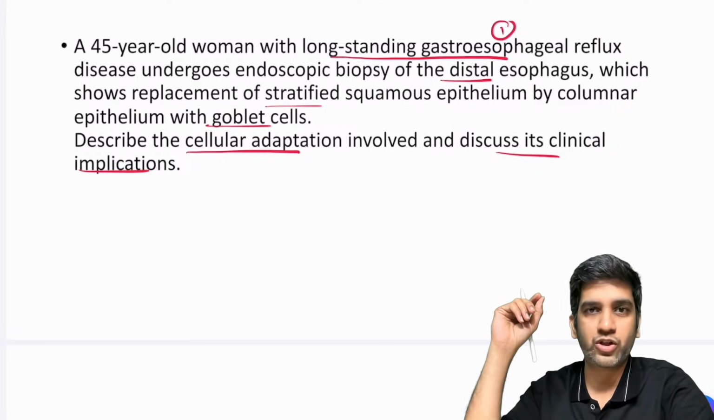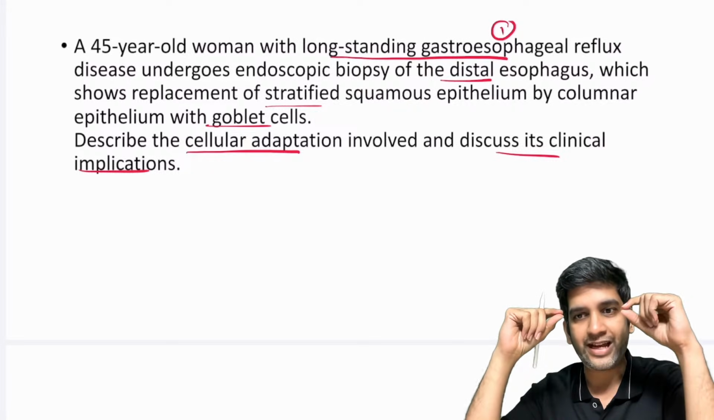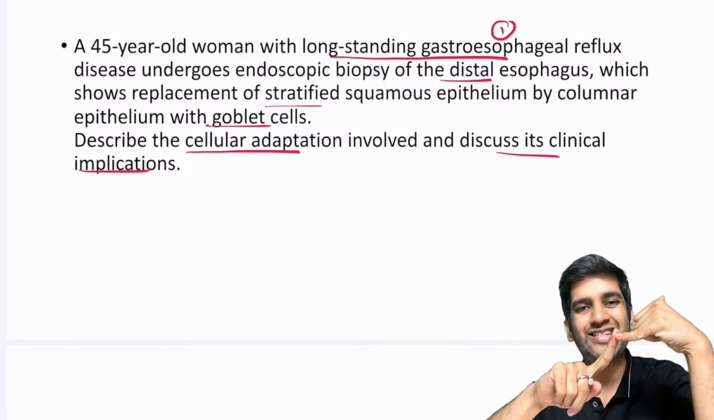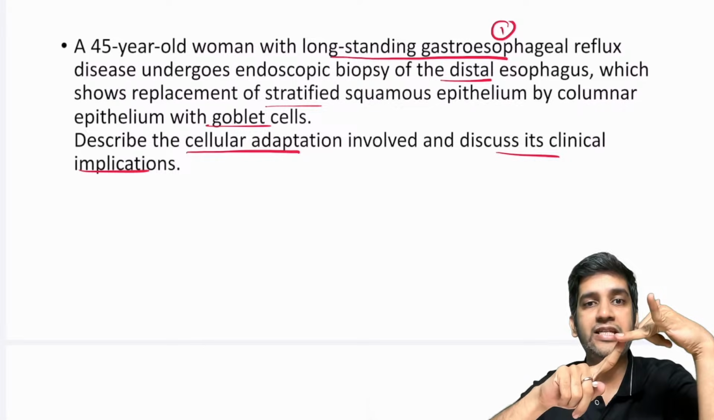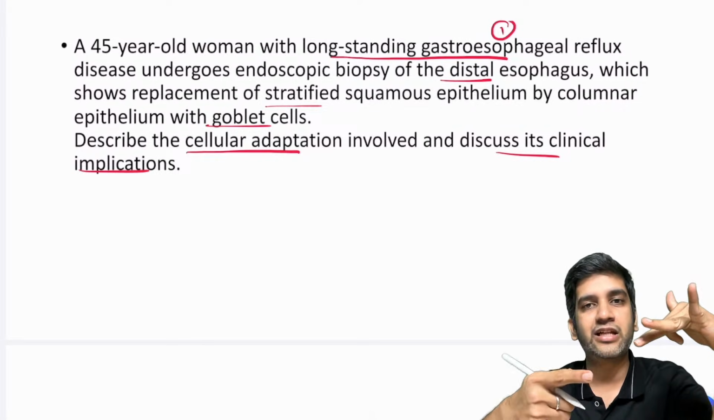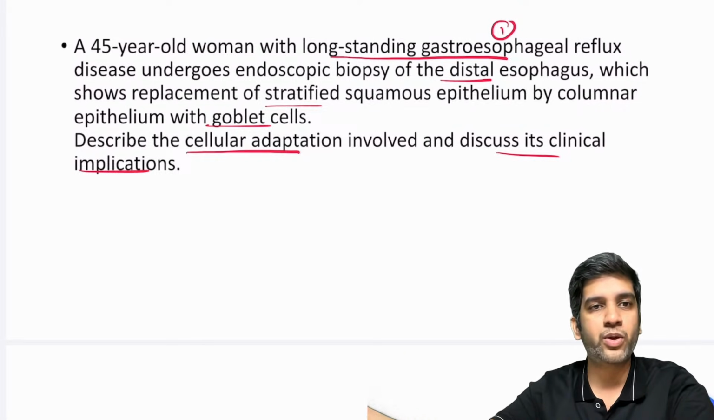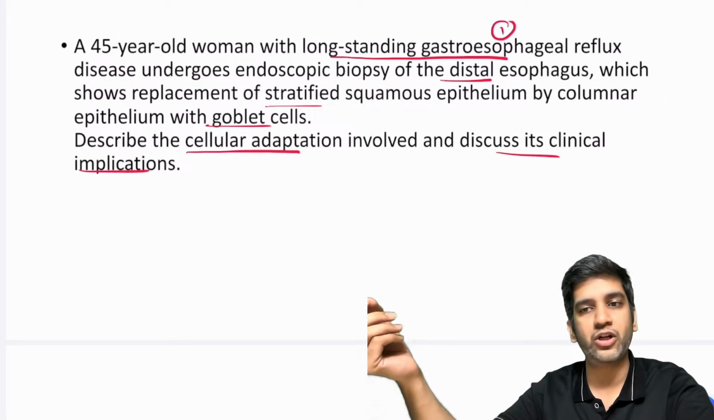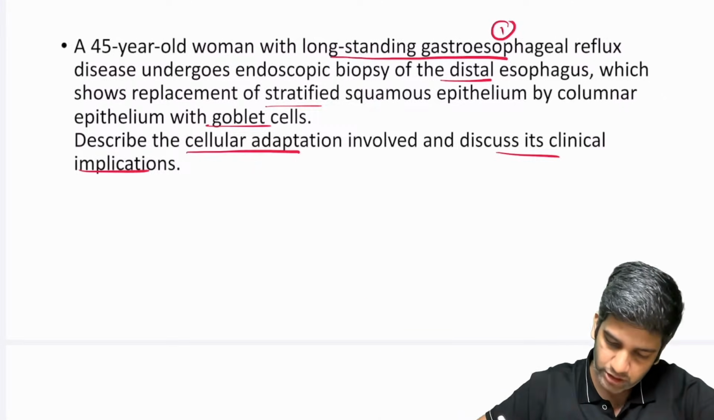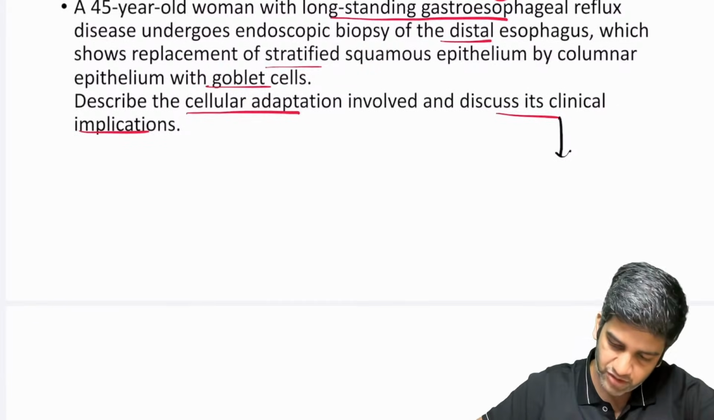Diagnosis: you know how to come to the clues. By this time, I'm sure you will easily write the clues. The data points and the diagnosis clues are long-standing GERD, distal esophagus, there's a problem, and there's a classical definition given that squamous becomes goblet cells. That's enough for me to call it Barrett's esophagus, right? Diagnosed, sorted. Can anyone tell me what the clinical implications of Barrett's esophagus are?